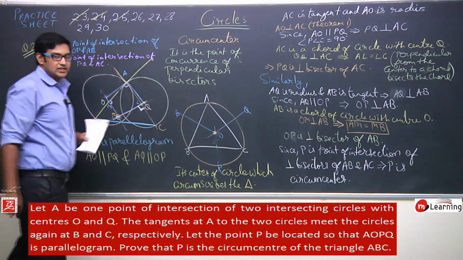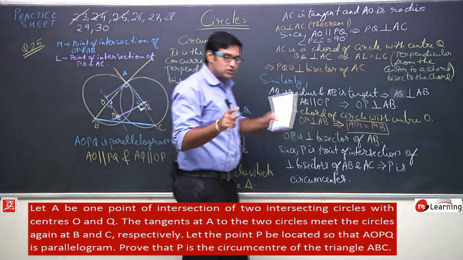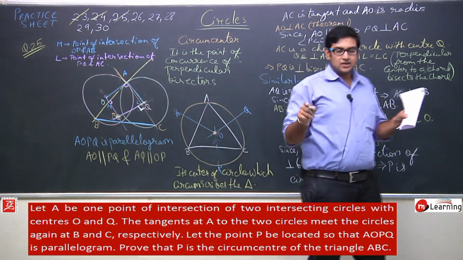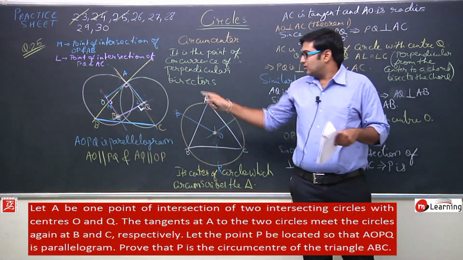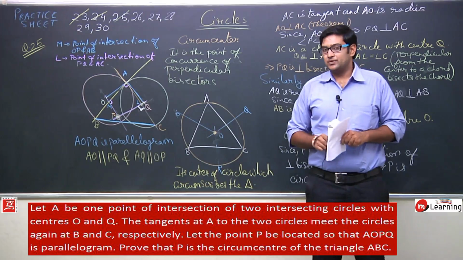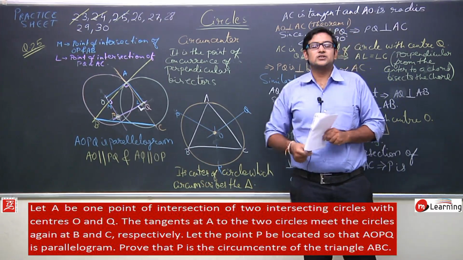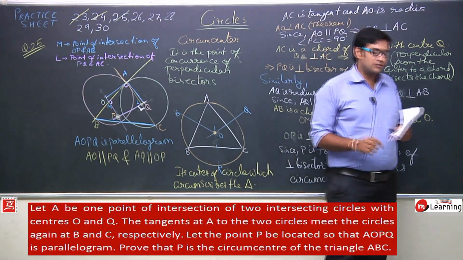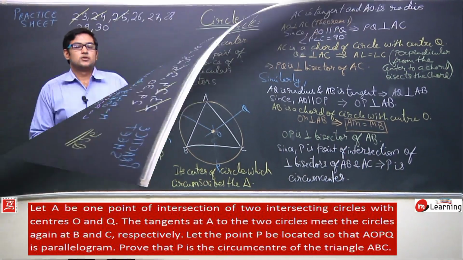It's a very tricky question, it's a very confusing question, because you have two different circles with different centers, but the conditions applied on both the circles are the same. Okay, so this is the solution for question number 25. Note this, then we will continue.